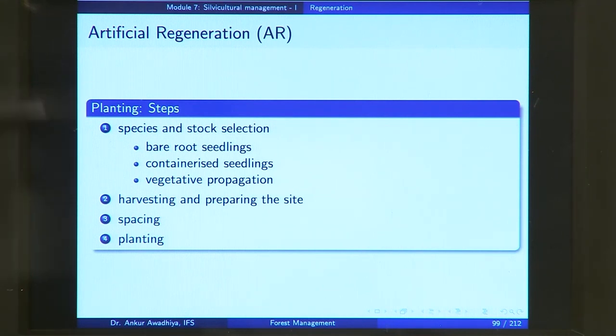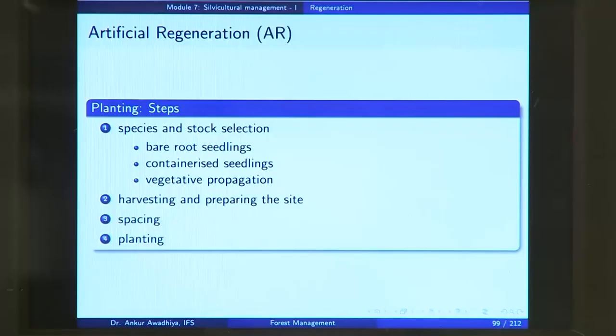Once your seedlings are ready, the next step is harvesting and preparing the site. So, in this case, after harvesting or the cutting of trees for timber, the preparation would consist of making holes in the ground where you are going to plant your seedlings. So, that is the site preparation. You might also want to add some amount of manures or fertilizers, or say insecticides or fungicides into the soil.